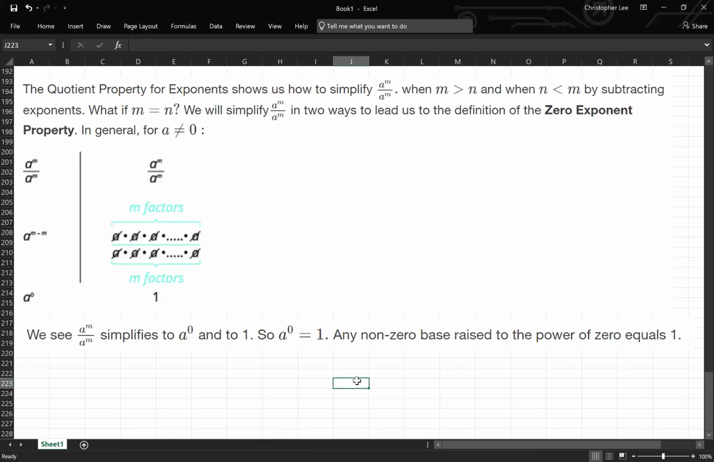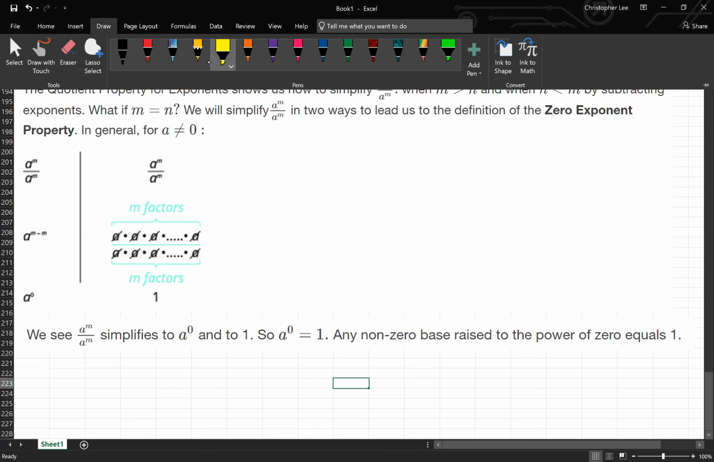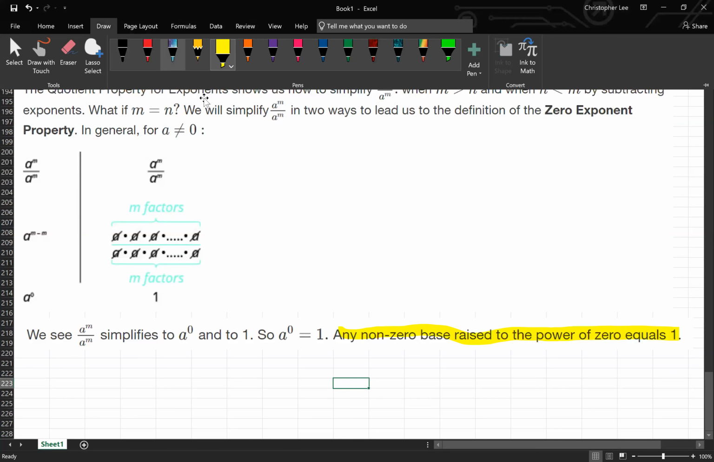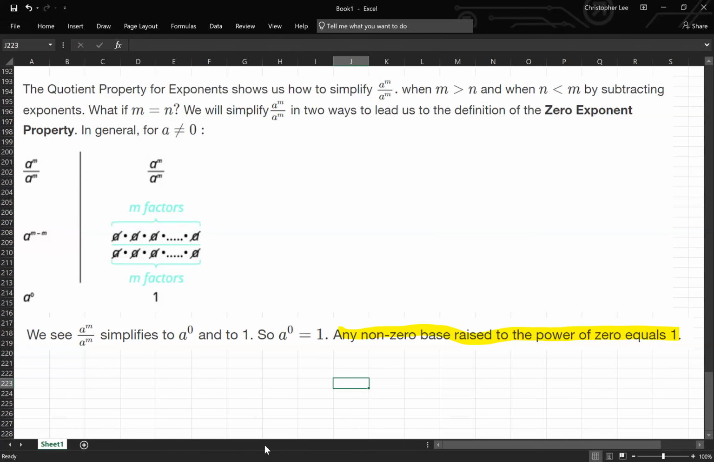Nah, that's not good enough. Hold up. We have to highlight that one. That was kind of important. Say it again? Yes, that's exactly what it means. Let me say it again. Any non-zero base raised to the power of 0 equals 1. All right? That's like 3/4 of your homework done right there. Have fun typing in 1.